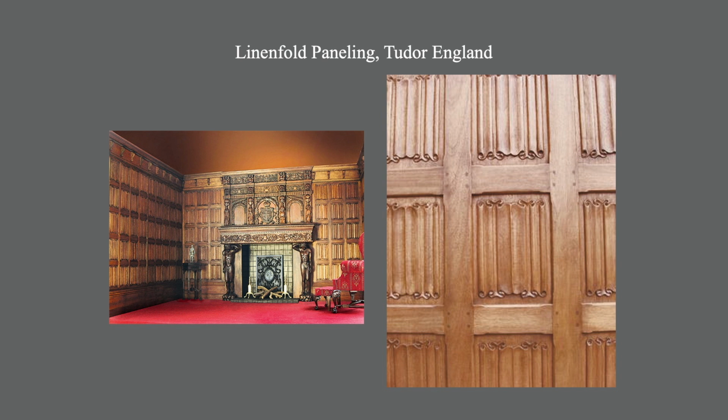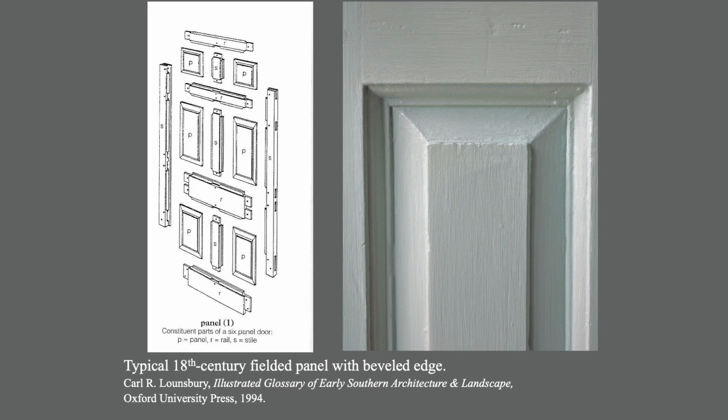In the Tudor period, permanently fixed wooden panels began to take the place of tapestries. A common decoration of the panels was linen fold carving. That is, the panels were carved to resemble pieces of cloth with flat folds. Linen fold passed out of fashion towards the mid-17th century in favor of fielded panels. That is, panels with flat fields and beveled edges which fit into slots or grooves in the rails and stiles. This allowed the panels to expand and contract with temperature changes and thus avoid splitting.